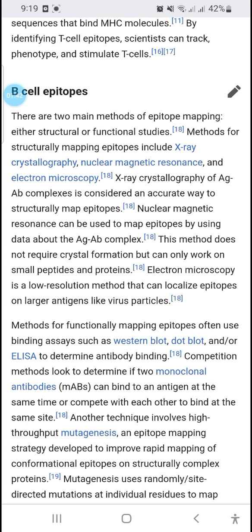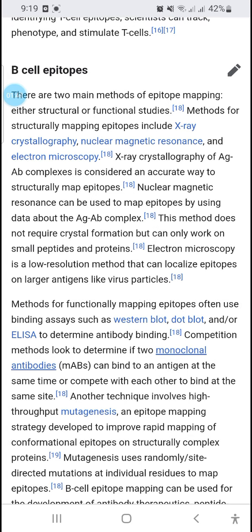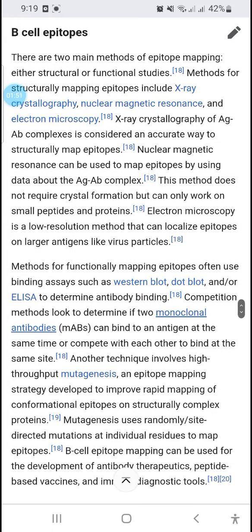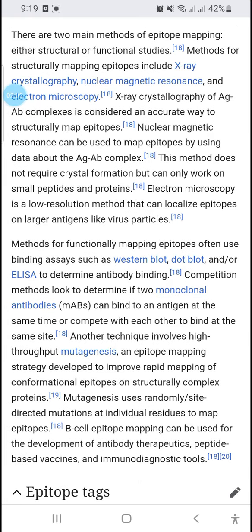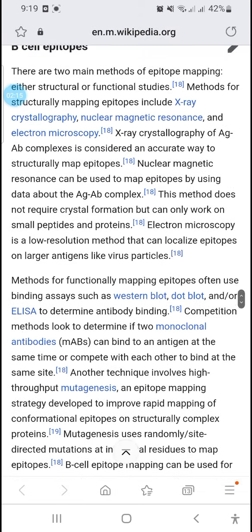X-ray crystallography of antigen antibody complexes is considered an accurate way to structurally map epitopes. Nuclear magnetic resonance can be used to map epitopes by using data about the antigen antibody complex. This method does not require crystal formation but can only work on small peptides and proteins. Electron microscopy is a low resolution method that can localize epitopes on larger antigens like virus particles.